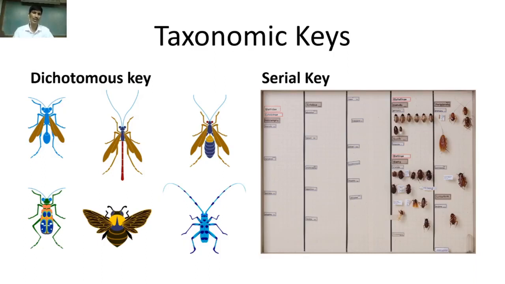If the abdomen is not oval, it is put in another category. The abdomen is slender or the abdomen is not slender. The character is present or absent. That type of key is known as a dichotomous key. Then the second type of key is a serial key. Here in the pictorial presentation we observe that they arrange grasshoppers in a serial manner, stage wise. We arrange all the grasshoppers and cockroaches in a very serial manner.